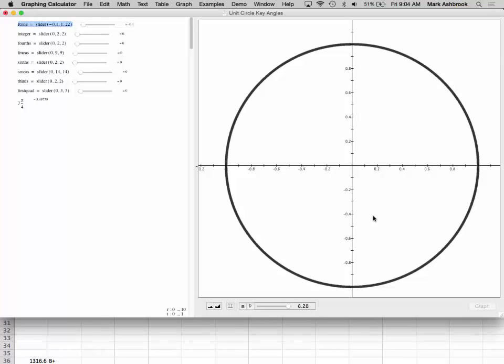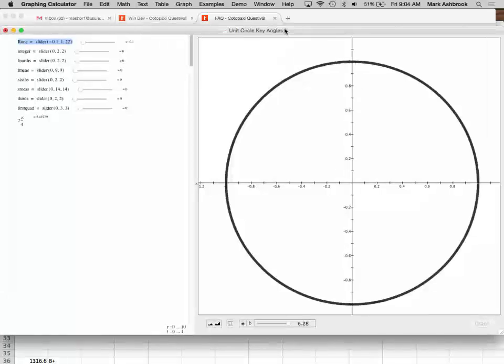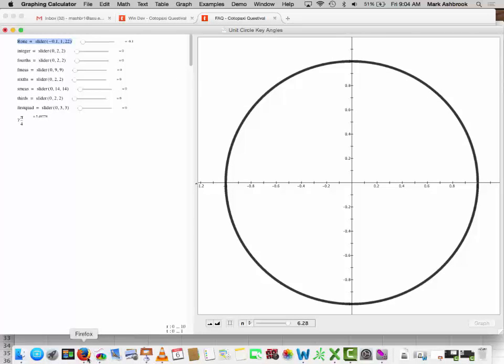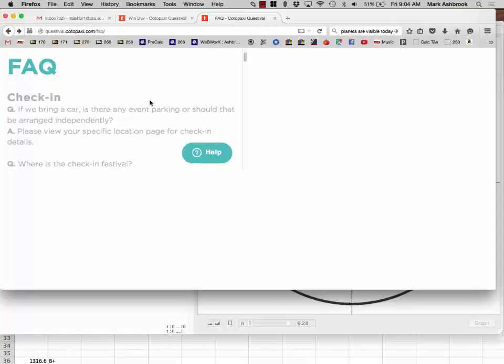Okay, so this is where we've been living here. We've been living on this circle. Let's actually do work here.